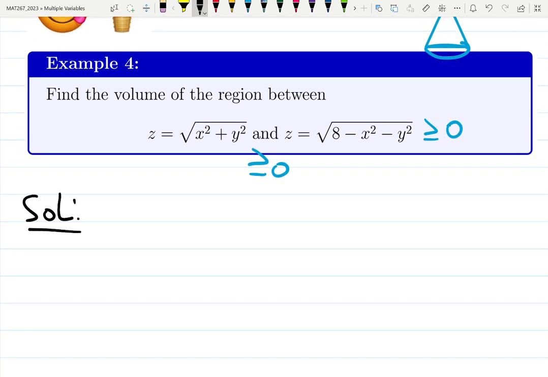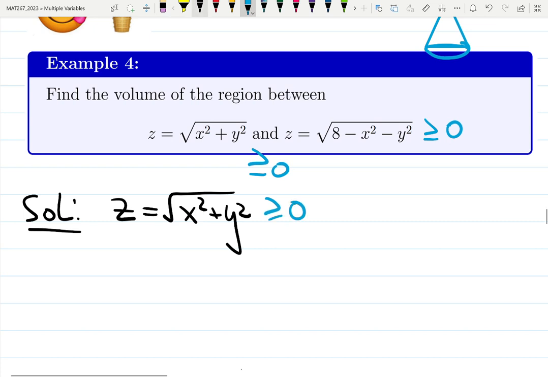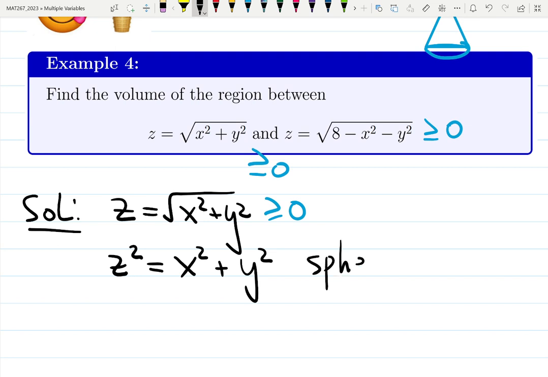Solution. So z equals x squared plus y squared means it has to be positive or 0. But if I'm squaring both sides, I now see the shape of this object. What is the name of the object? Z squared equals x squared plus y squared. It's a sphere. It's basically a circle in 3D. We're adding a third dimension. That's a sphere.